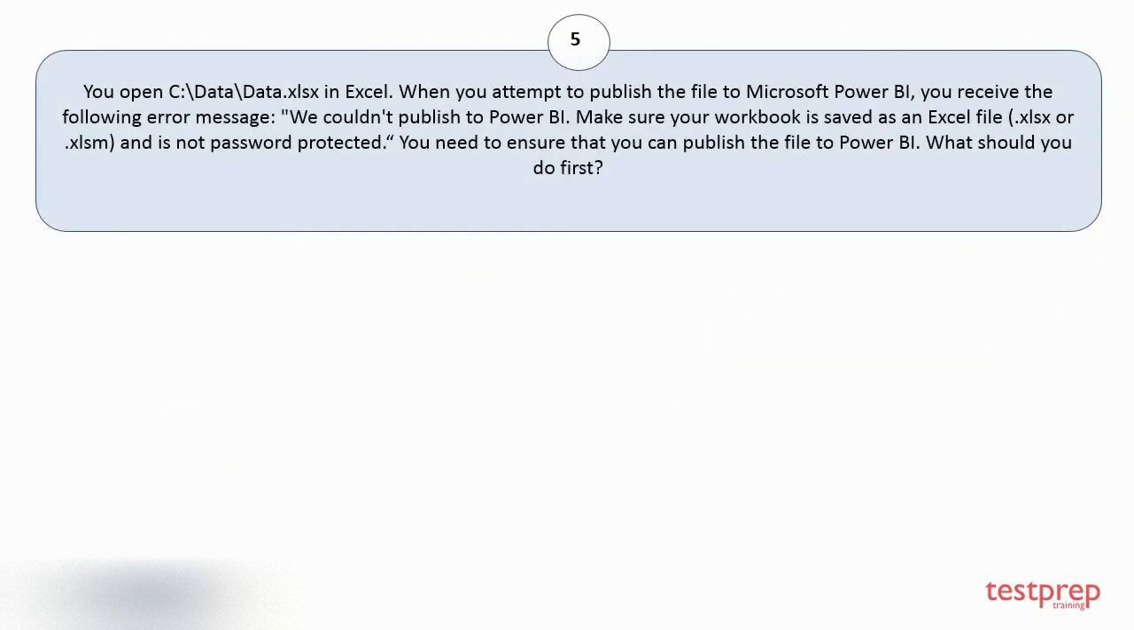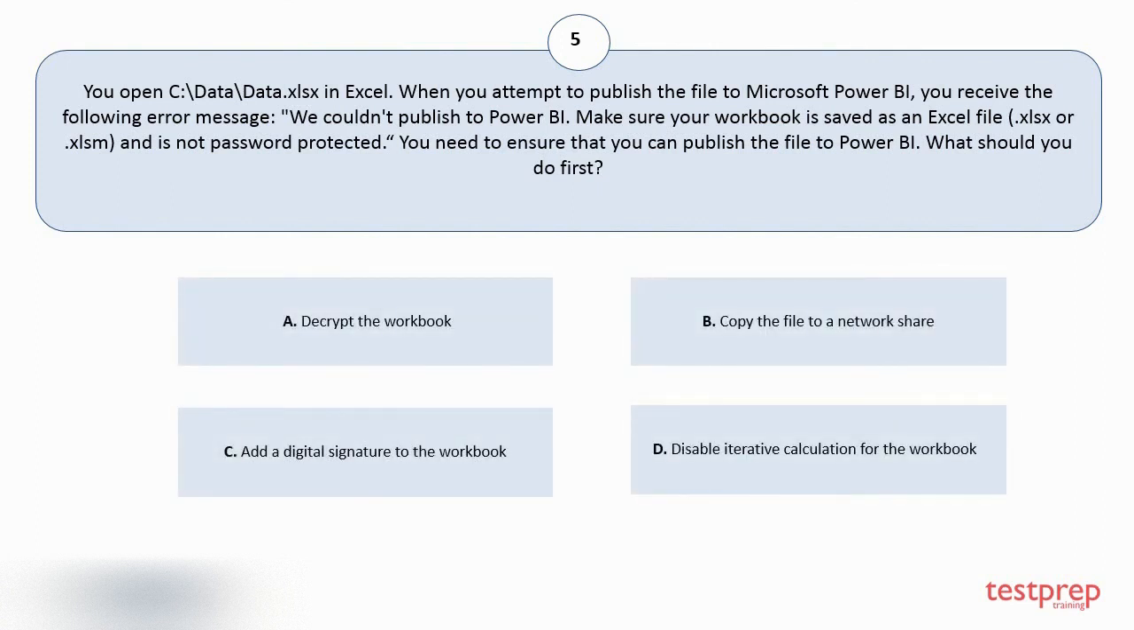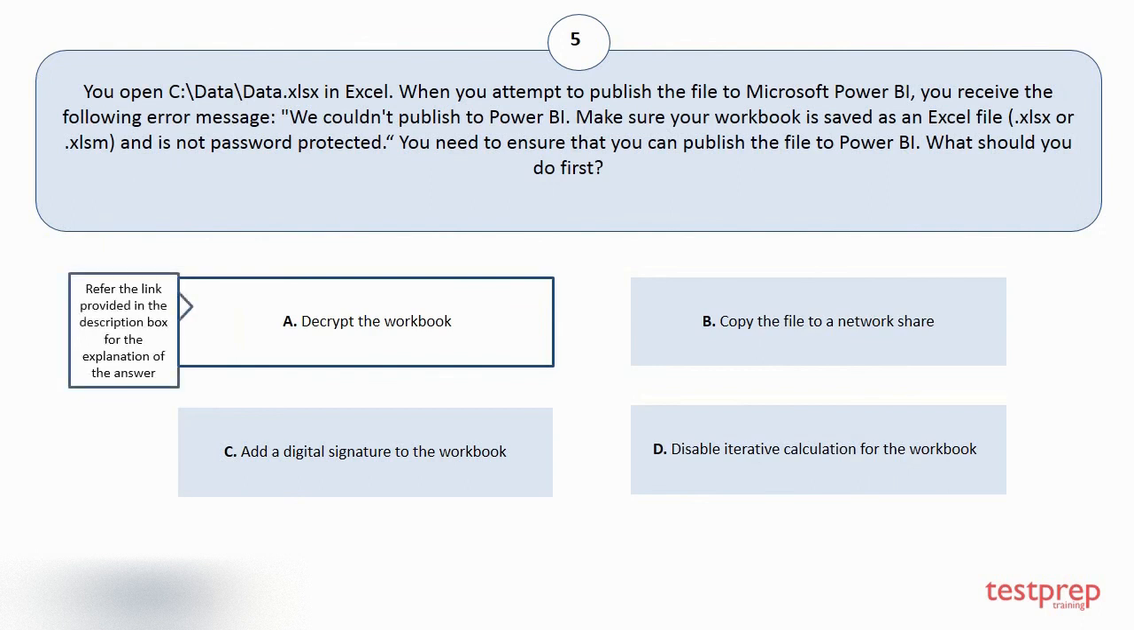Question number 5. You open the following in Excel. When you attempt to publish the file to Microsoft Power BI, you receive the following error message: We couldn't publish to Power BI. Make sure your workbook is saved as an Excel file, .xlsx or .xlsm, and is not password protected. You need to ensure that you can publish the file to Power BI. What should you do first? Your options are A. Decrypt the workbook. B. Copy the file to a network share. C. Add a digital signature to the workbook. D. Disable iterative calculation for the workbook. The correct answer is option A.